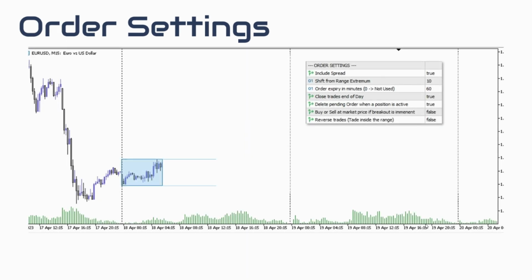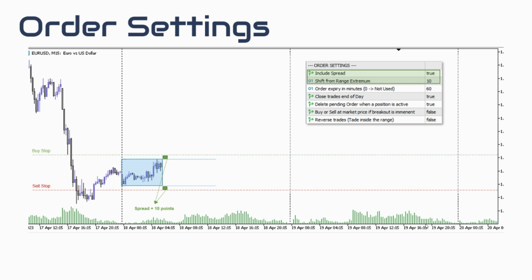Let us review now the order settings. You can include spread or buffer from the extremum of the range. This will help you to set the orders a little far and avoid fake breakouts. You can specify the order expiry, which will allow you to automatically delete any pending order if not executed after a specified time.